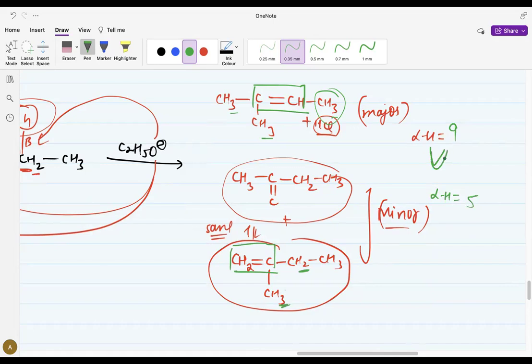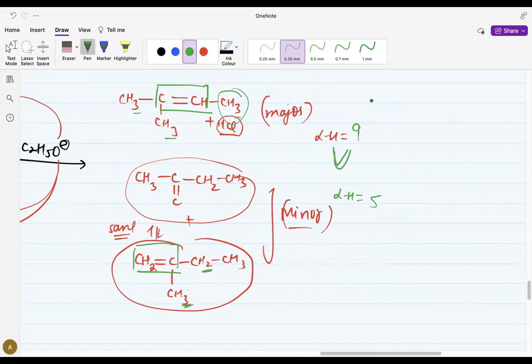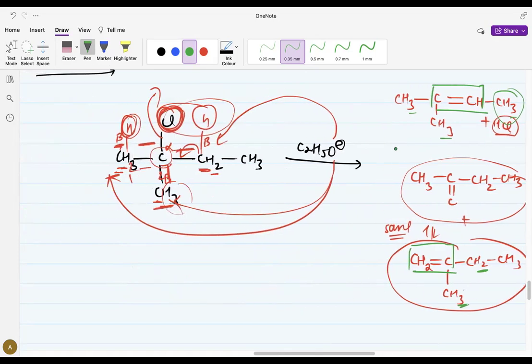So this one is more stable, this is major, therefore it is known as ZF, Zaitsev, और इसको हॉफमैन कहते हैं. This is known as Hofmann alkene. This is known as Saytzeff alkene. So out of Hofmann and Saytzeff, we will always prefer to make Saytzeff alkene. समझ आ रहा है आपको?